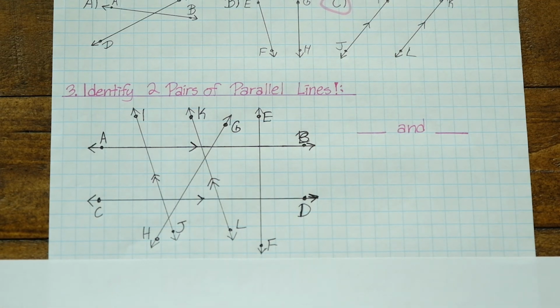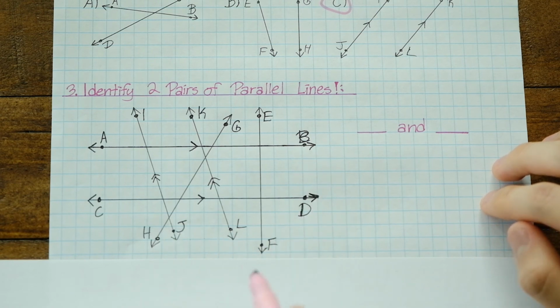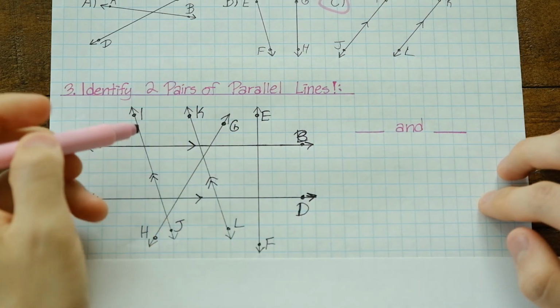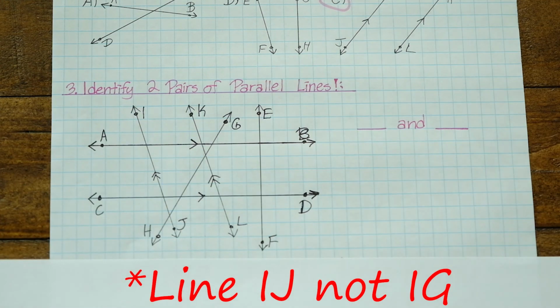lines AB and CD, as well as IJ and KL. You know what? I actually forgot to mark that. So I will quickly do that.